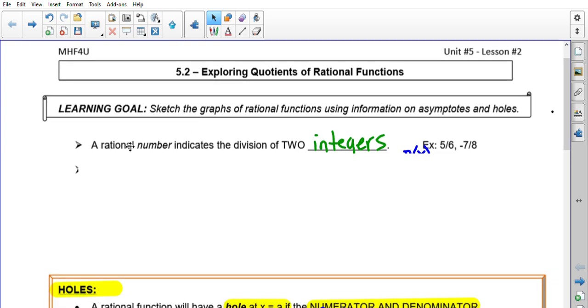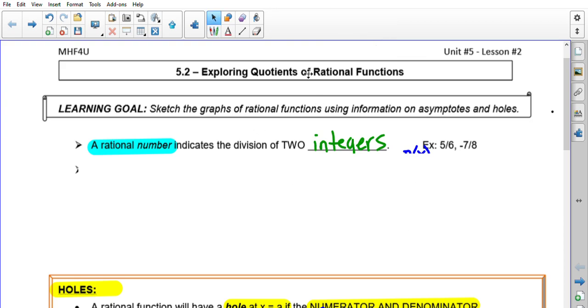So let's just start here by going over what a rational number is. So a rational number, so notice I'm saying number and not function. So we're going to differentiate between those two. So we know a rational number indicates the division of two integers. So that's anything like 5/6 and -7/8, right? Two integers being divided.